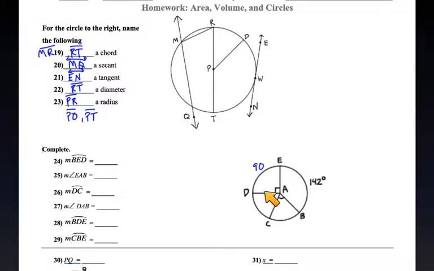Because that's a right angle there, this arc out here is going to equal 90. All of this is 360, right? So 360 minus 142 and 90 gets me that those other arcs are going to be 64 and 64. Now it's just a matter of filling in all the puzzle pieces.